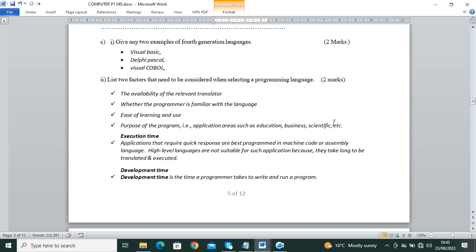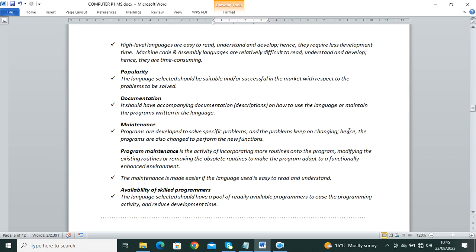Development time. Development time is the time a programmer takes to write a program. Then we have also popularity. Like now we talk about Python being the most popular programming language so far. Documentation: it should have accompanying documentation or description or guide.